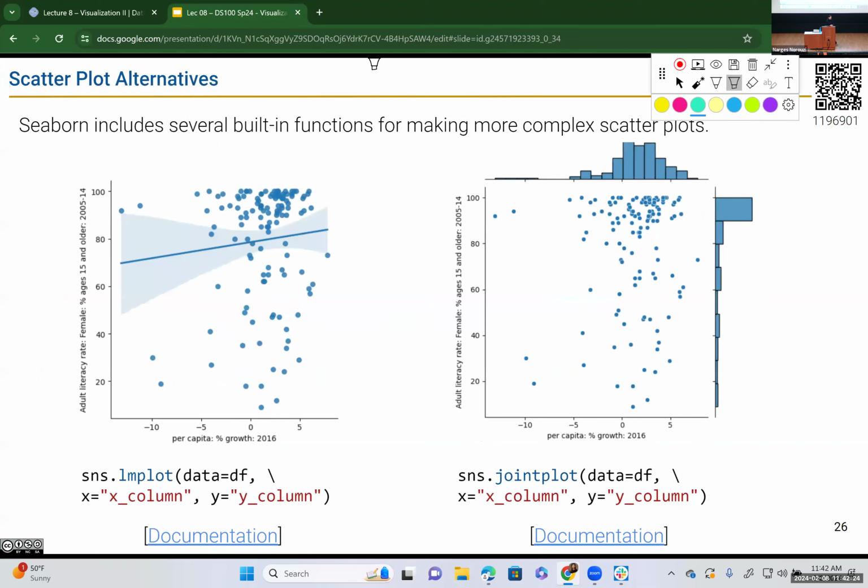But there are also other ways that we can visualize the relationship between two variables so that we can get higher level information and at the same time avoid the overplotting issue that we had.